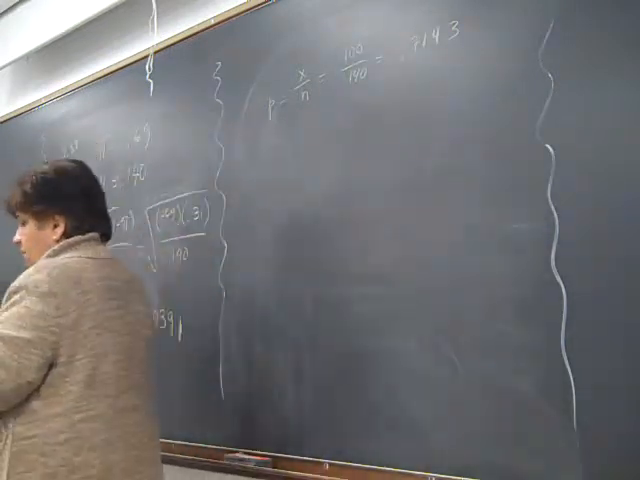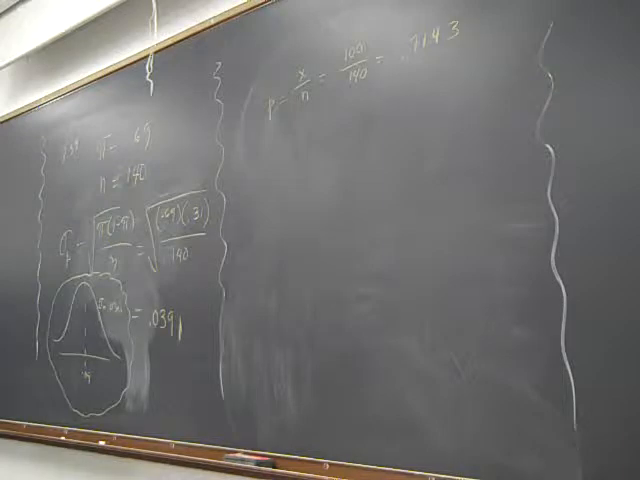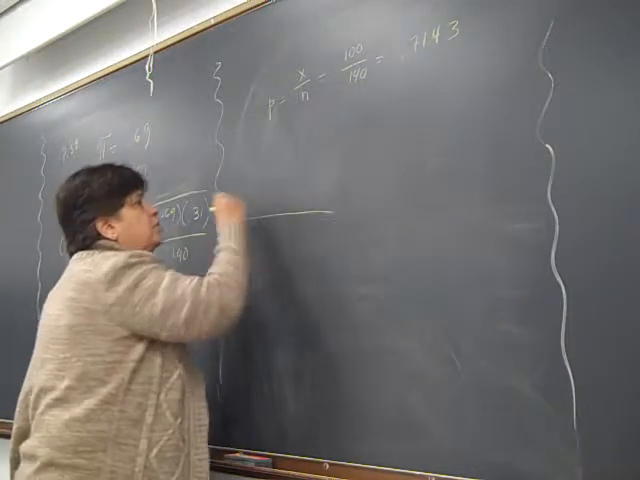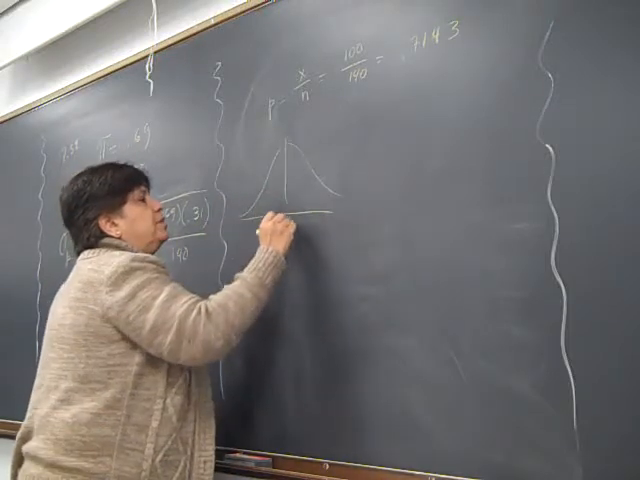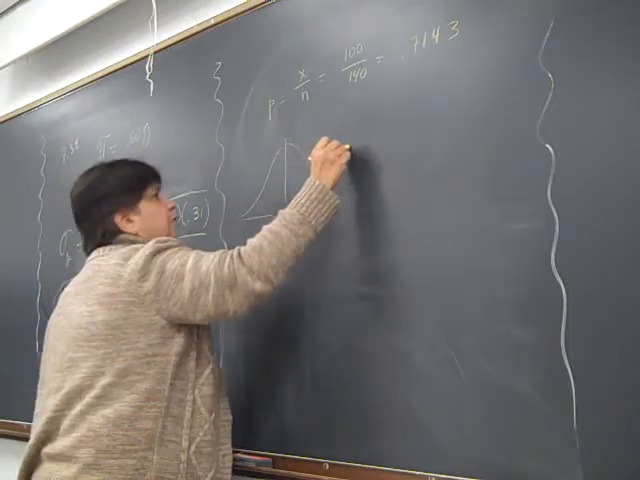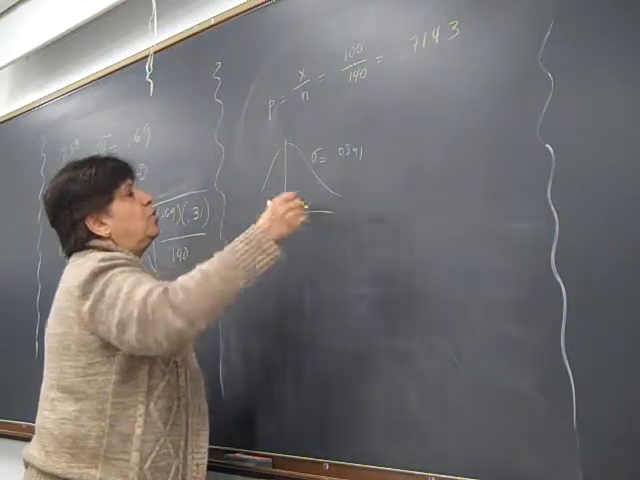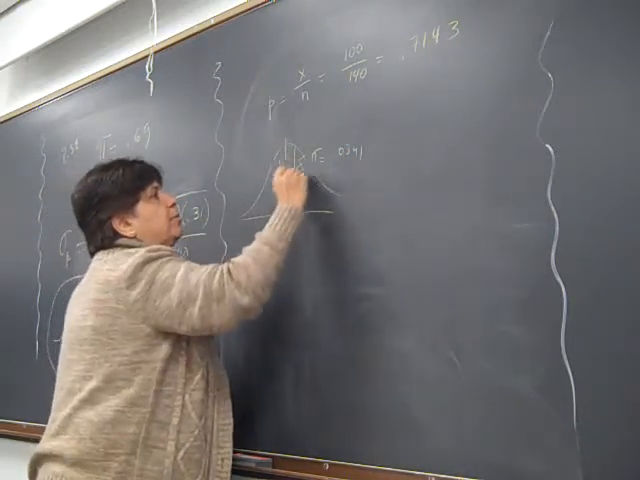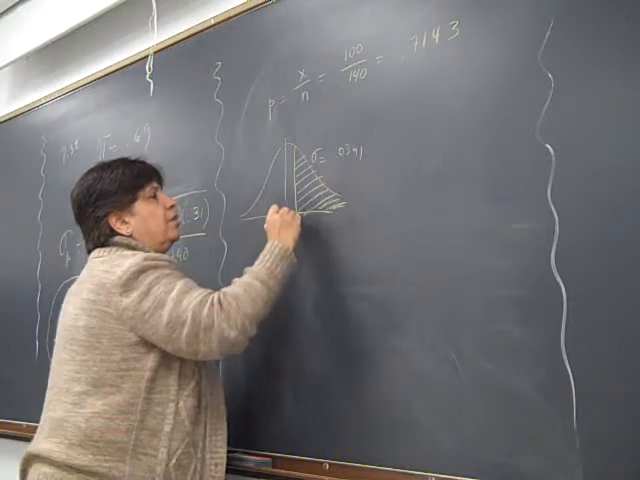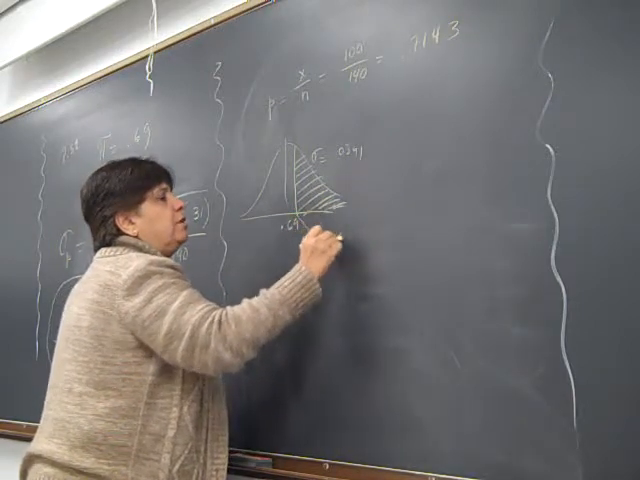So the problem is asking, what is the probability on this distribution that the proportion is 0.7143 and beyond, or bigger? So we have a normal distribution with the mean 0.69 and sigma equal to 0.0391. And I want to know this probability, where this number is 0.7143.